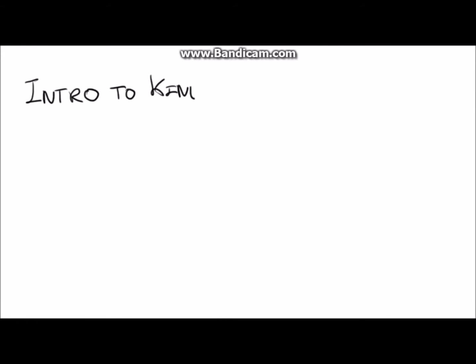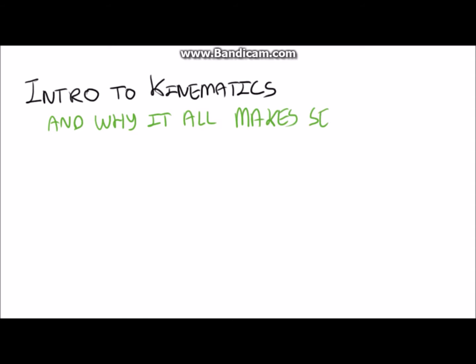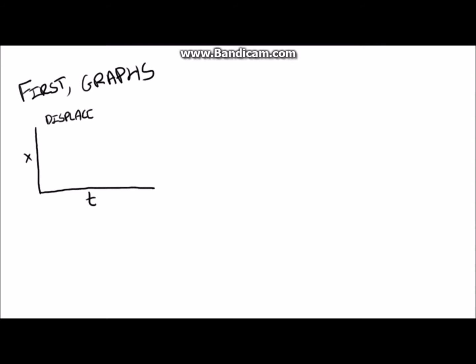Hello people, this video is an intro to kinematics, and it discusses why the formulas and the graphs that you see in this unit kind of come together and make sense. So let's first look at the graphs. This is a distance versus time graph, or displacement versus time graph, and it's a diagonal line going up, so equal slope all the way.